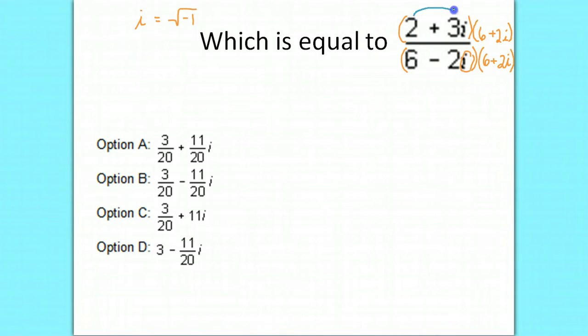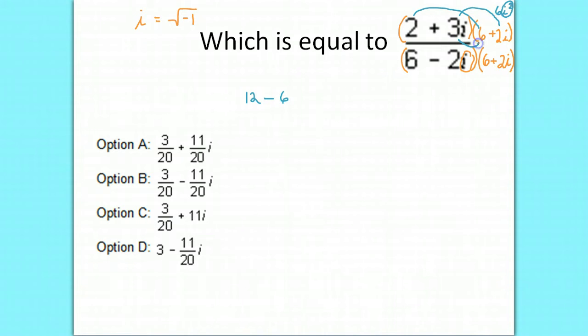So I'm going to do 2 times 6. That's going to give me 12. Positive 3i times a positive 2i. If you think through it, remember, i times i is i squared. So let's write it up here. You're going to get 6i squared. But remember, i squared is really negative 1, right? So if you take 6 and multiply it by negative 1, you get minus 6. So this is actually minus 6.